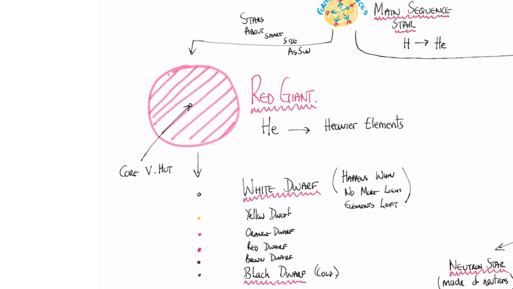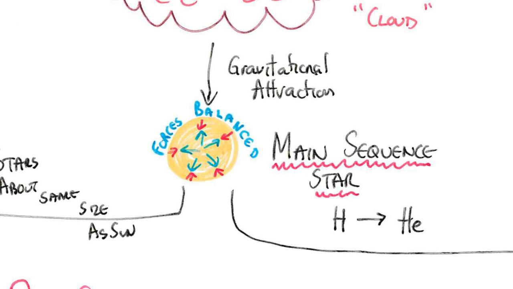And then once it's reached iron, the star will collapse and then explode, and what's left behind is the core of a red giant. And that core is a white dwarf, a very, very dense, tiny star. And as it cools down, it turns into a yellow dwarf, an orange dwarf, red dwarf, brown dwarf, and eventually a black dwarf. So these are very, very small stars, but very, very dense. Okay, so that's what will happen to our star. It takes about 15 billion years.